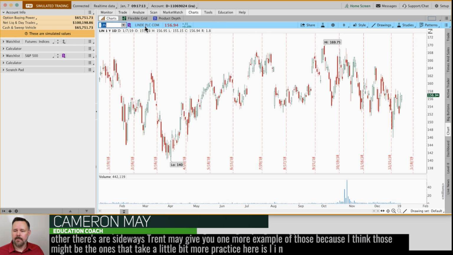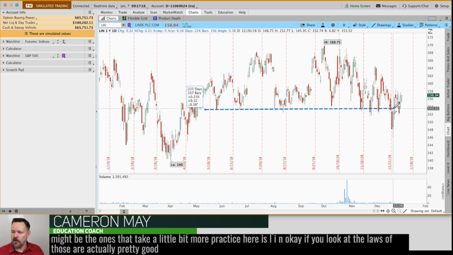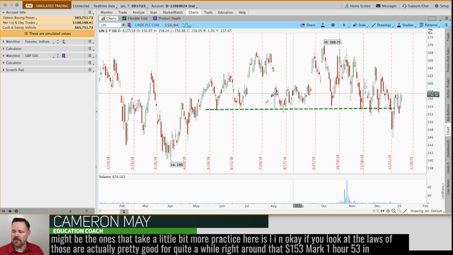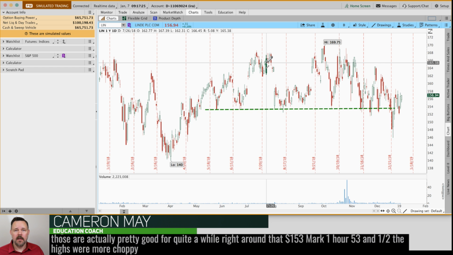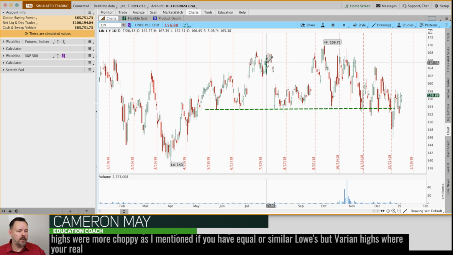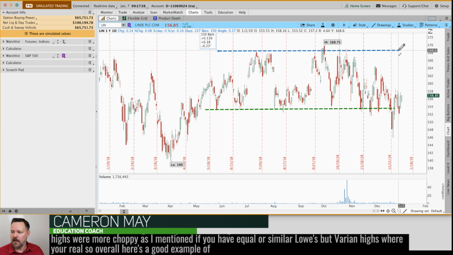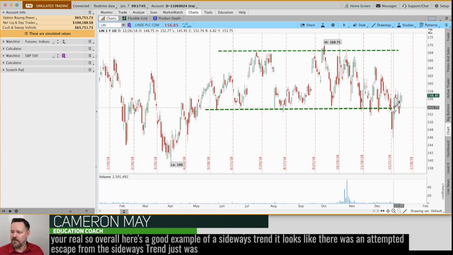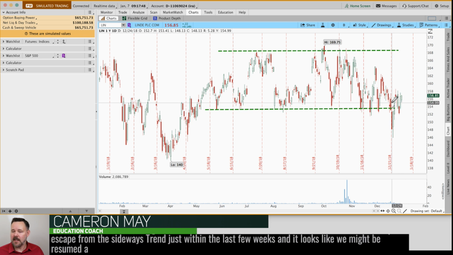Here's LIN. Okay? If you look at the lows, they're actually pretty good for quite a while, right around that $153 mark, $153.50. The highs were more choppy. Now, as I mentioned, if you have equal or similar lows, but varying highs, where are you really going anyway? Still going sideways. So overall, here's a good example of a sideways trend. And it looks like there was an attempted escape from the sideways trend just within the last few weeks, and it looks like we might be resuming that trend.